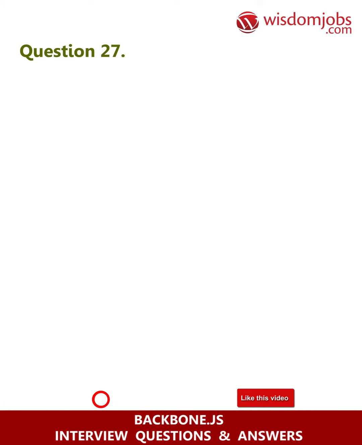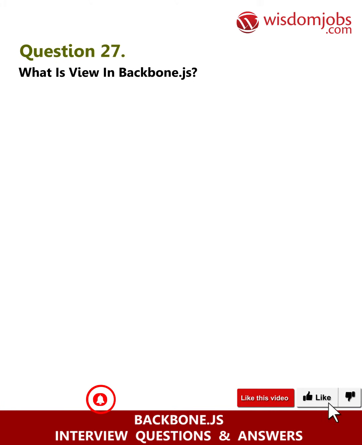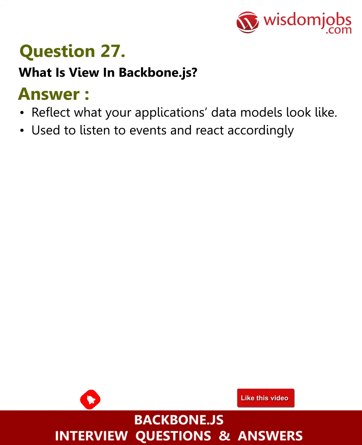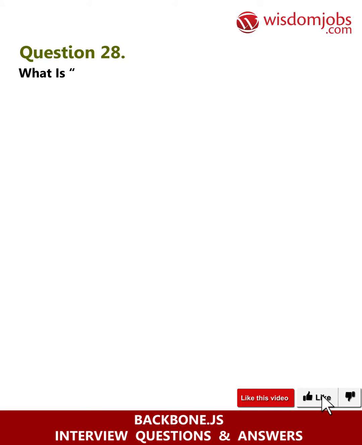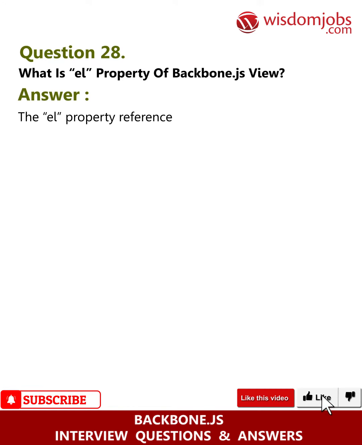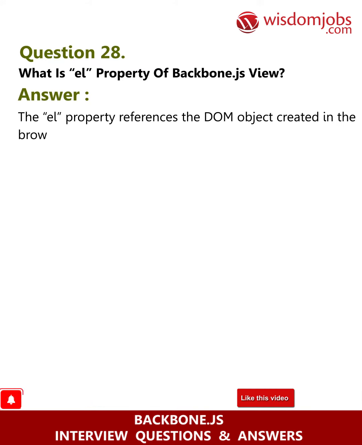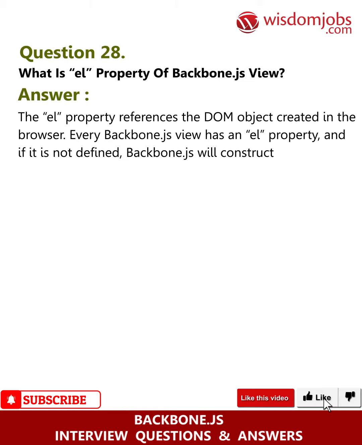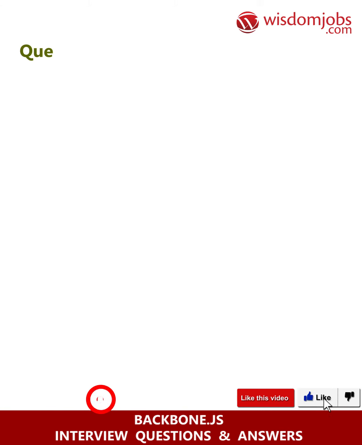Question 27. What is view in Backbone.js? Answer. Views reflect what your application's data models look like, and are used to listen to events and react accordingly. Question 28. What is the el property of Backbone.js view? Answer. The el property references the DOM object created in the browser. Every Backbone.js view has an el property, and if it is not defined, Backbone.js will construct its own, which is an empty div element.